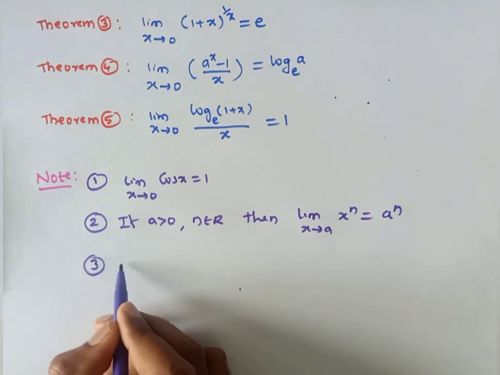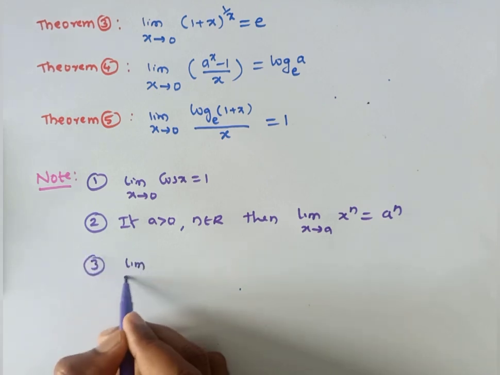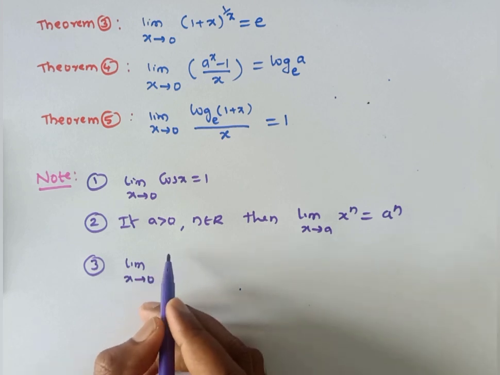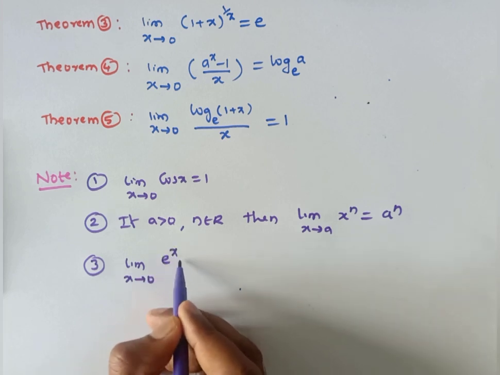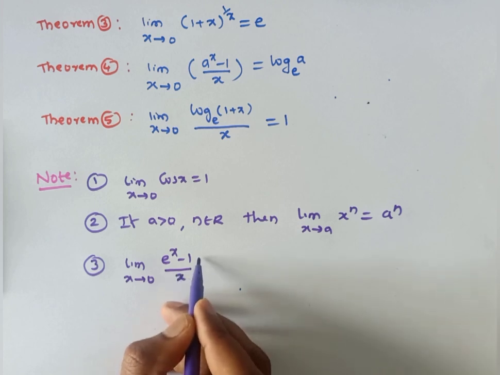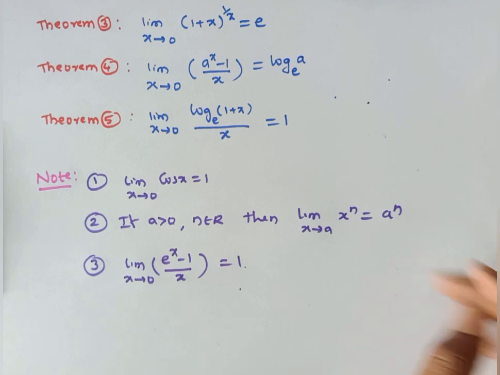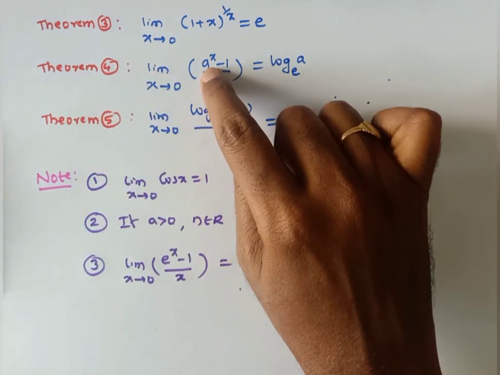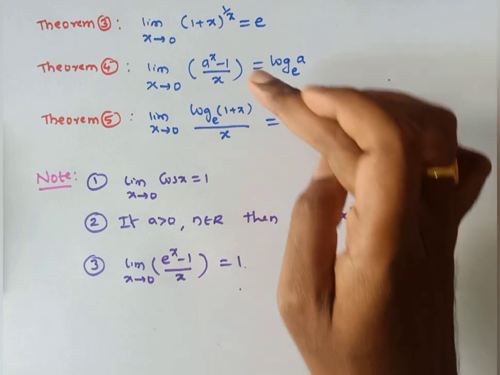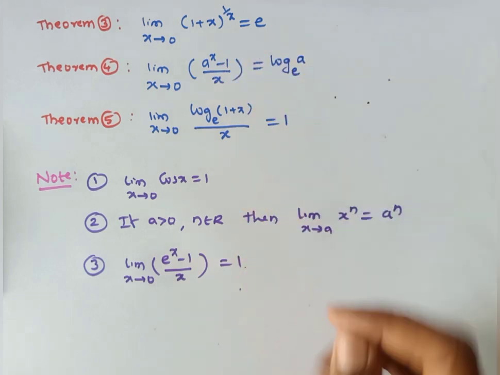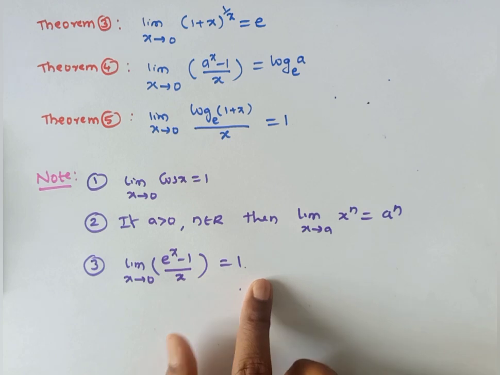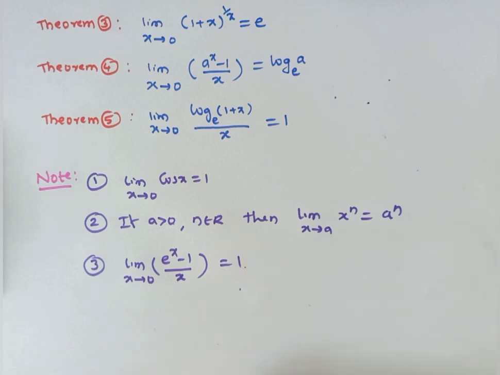And number 3, limit x tends to 0, e to the power of x minus 1 divided by x is equal to 1. Right? See, already you know theorem 4. Here a is replaced with e, then what happens? It is log e base e. Log e base e is nothing but 1. So that's why it is 1. So remember all these things. In the next lecture, we will see the problems on these standard limits.